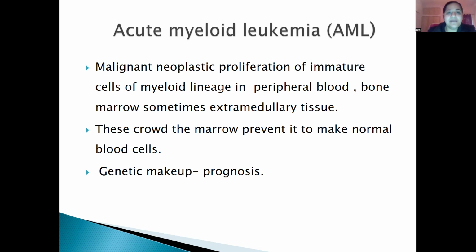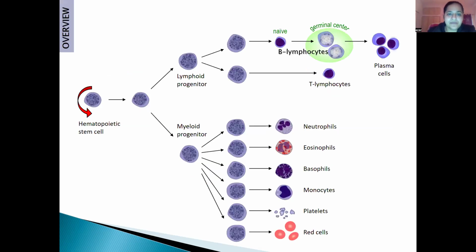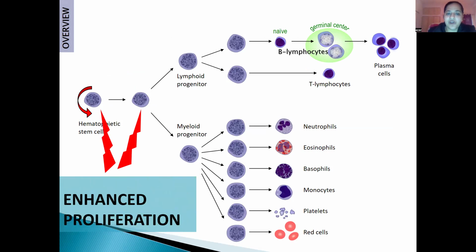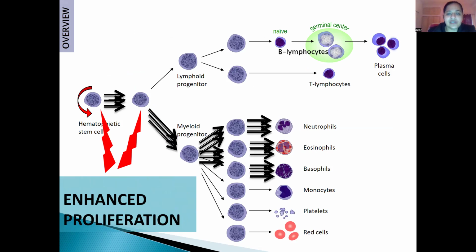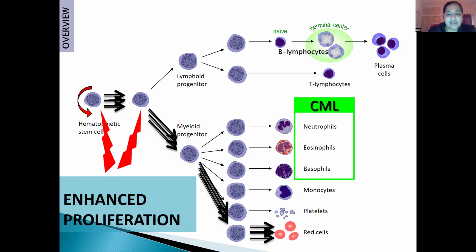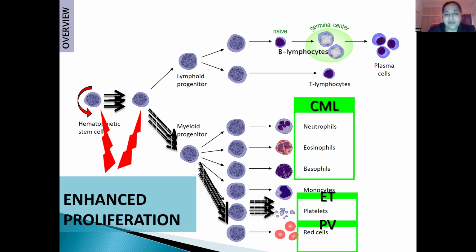The genetic makeup is basically responsible for the prognosis. As you can see, this is the hematopoietic stem cell. It gets divided into the lymphoid progenitor and the myeloid progenitor. Enhanced proliferation of the myeloid progenitor leads to cells like neutrophils, eosinophils, basophils. This is seen in CML. But if there is enhanced proliferation of the red cells, it leads to polycythemia vera. Of the platelets, it leads to essential thrombocythemia.